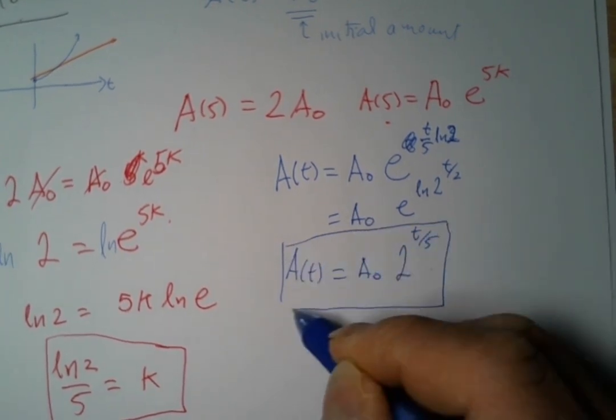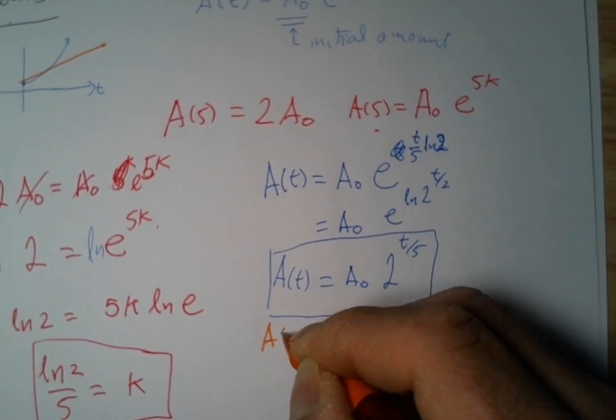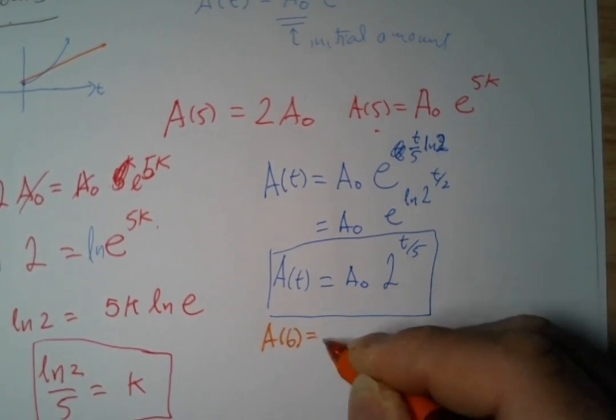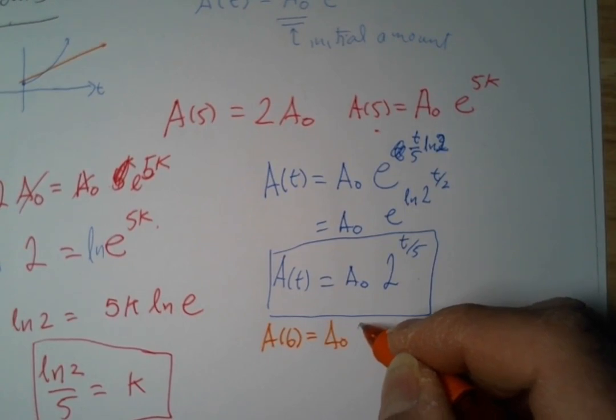We haven't addressed the problems that they ask us, like how much of the original amount, or what proportion, I should say, of the original amount will be present after 6 hours and after 12 hours. That is actually quite easy. If I want to find out how much is present after 6 hours, that's simply A of 6. Again, I don't know the initial amount, but it's a proportion of the original amount.